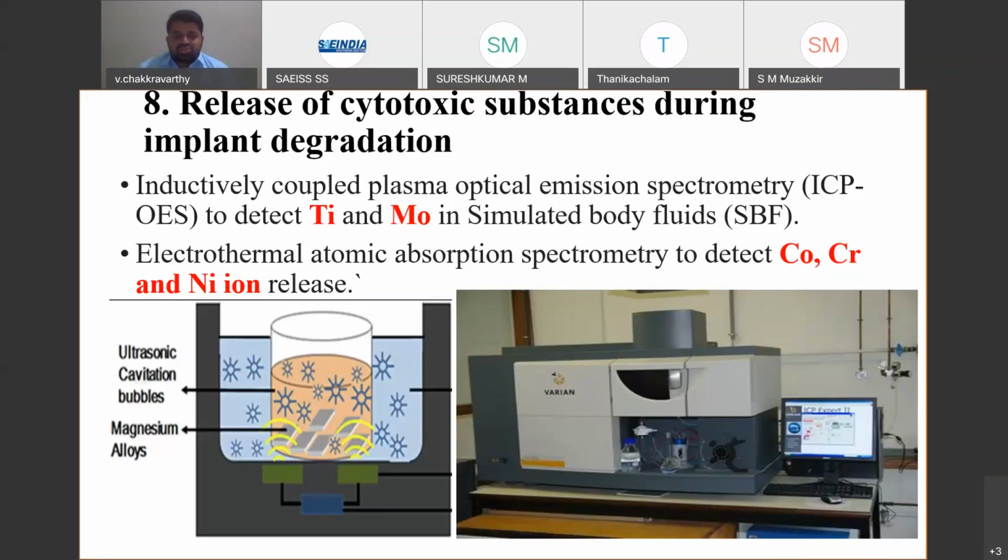We can analyze that through these two equipments. One is inductively coupled plasma optical emission spectrometer, and also there's electrothermal atomic absorption spectrometry. Through these two techniques, we could observe what the various types of material released during the time of corrosion are, because these elements will mix with blood and cause allergic reactions. So we could identify those things through these two techniques. Okay, if you are interested, I will let you know where these facilities are available.